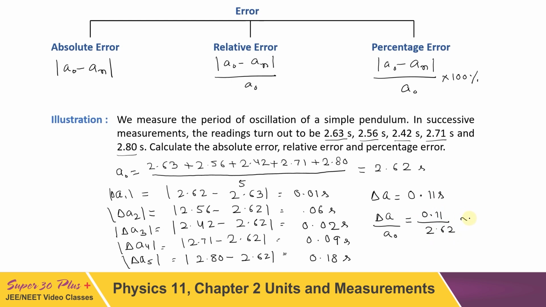Nearly it would be equal to 0.04, and if it is asking for percentage, simply multiply this by 100. That will come out as 4%. So this is how error is calculated when a number of observations are given.